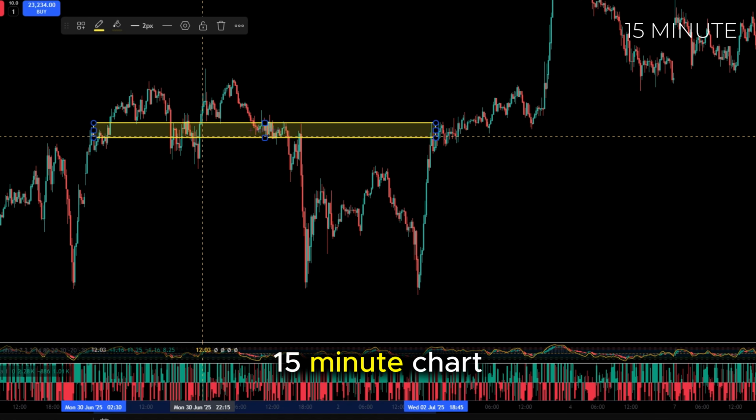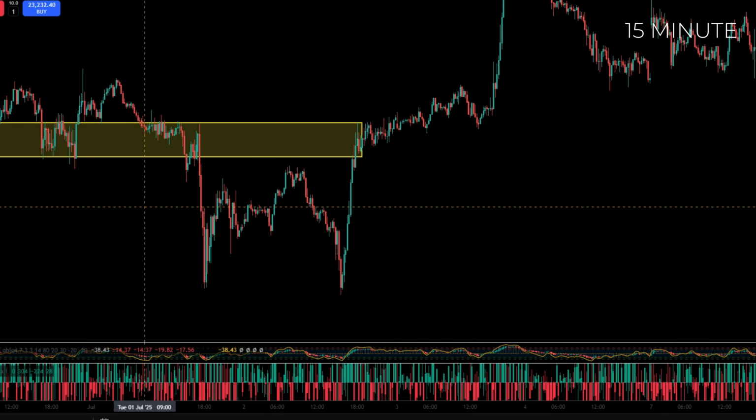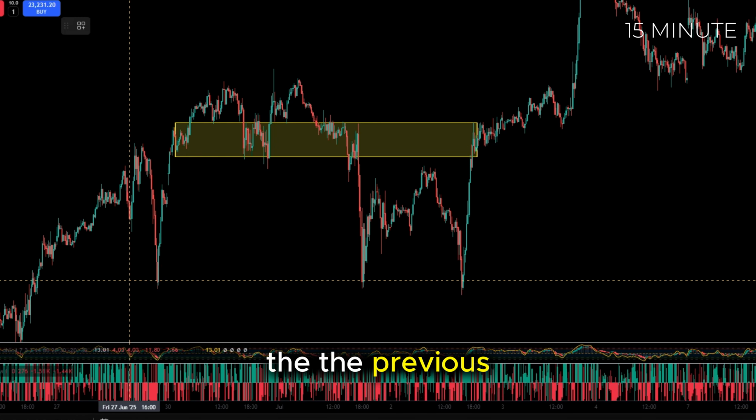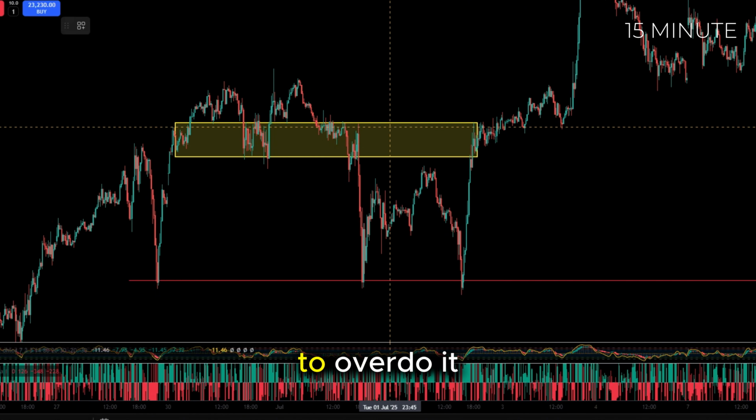This is the 15 minute chart. It's also a break and retest to the downside. In a minute, I'll show you some long examples. As simple as you can see, the previous bottom gets touched 2 times. That's it. You don't need to overdo it.